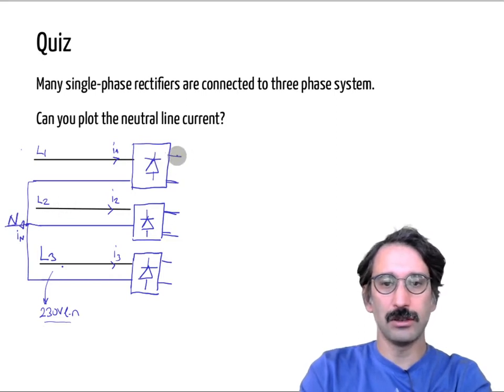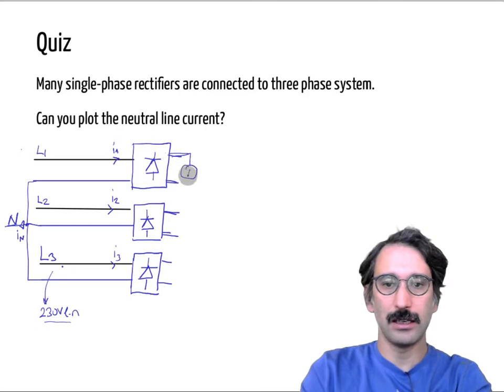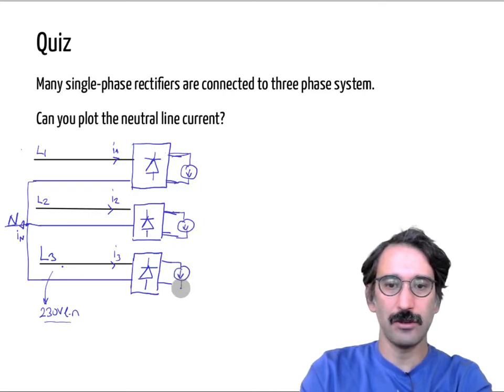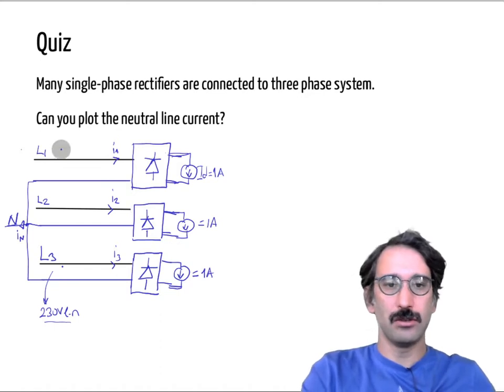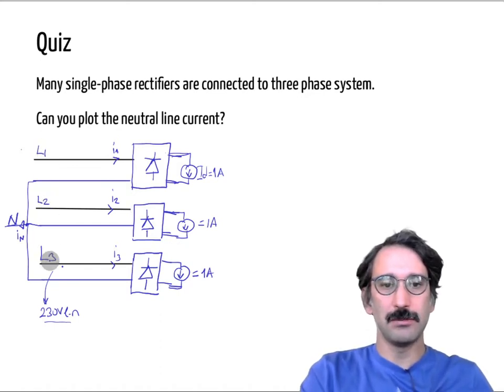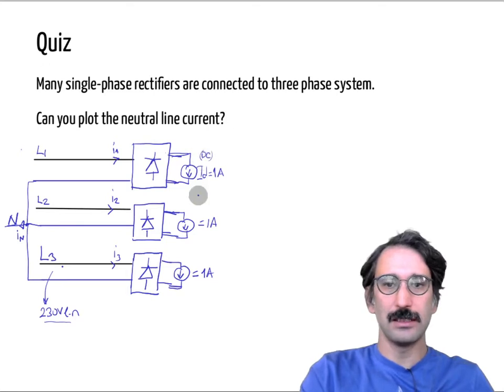For the load, again for simplicity, assume you are supplying a very large inductor which can be modeled like a current source. Let's say this is ID, equal to 1 amp, and every phase draws current at 1 amp. Of course you have 120 degrees between those phases, so you have balanced current, and this is a rectifier, so this is DC on that side.